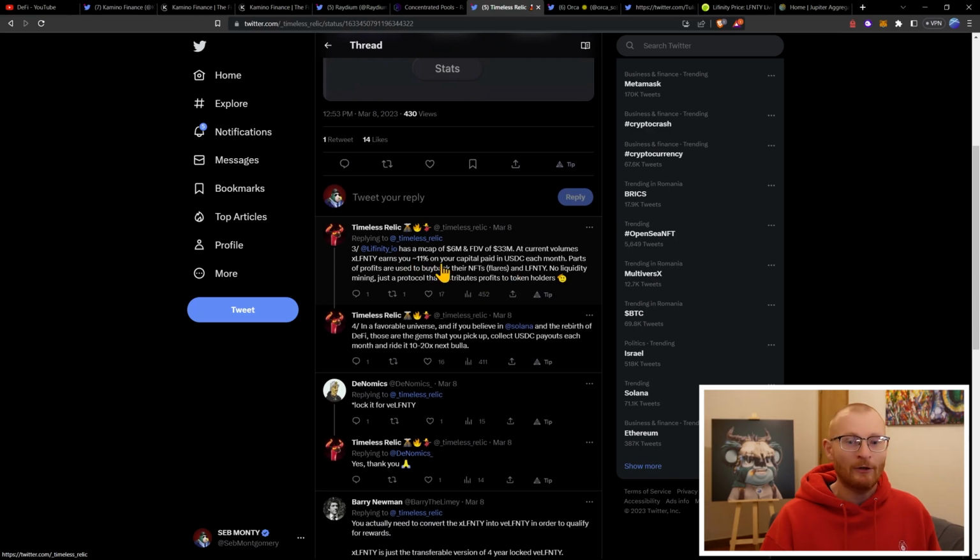What you need to do is get their token and you need to stake it. As it says here, at current volumes, the amount of trade that's happening, the staked Lifinity token earns you 11% on your capital paid in USDC each month. Parts of profits are used to buy back their NFTs and the token. There's no liquidity mining, just a protocol that distributes profits to token holders.